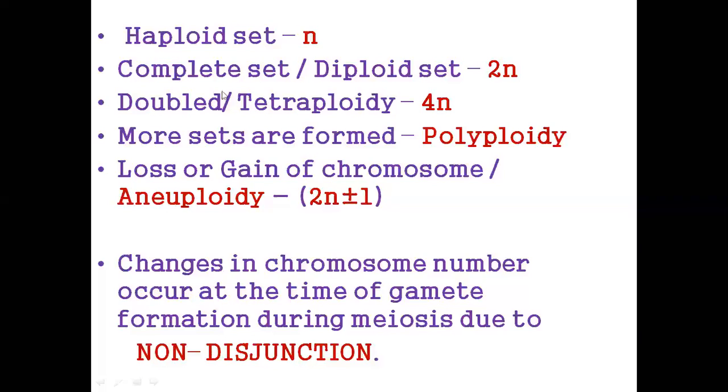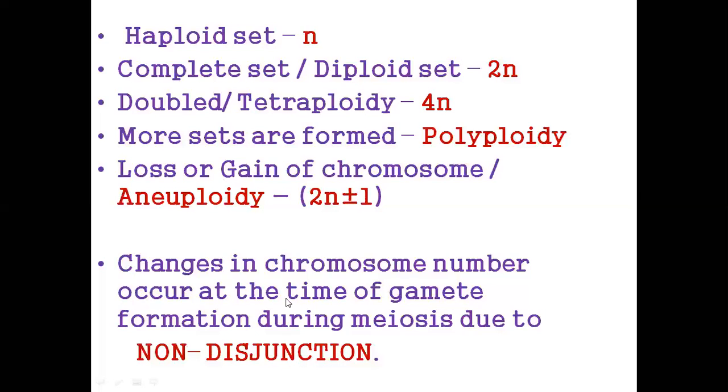Then coming to doubled or tetraploidy, this is where the number of chromosomes, which are otherwise diploid, is exactly doubled, and the total number of chromosomes we find here is 4 times the haploid set. If there are more sets present, it is more than tetraploidy, diploidy, triploidy, and you call it polyploidy. If there is a loss of a chromosome or a gain of a chromosome from the diploid set, that means 2n minus 1 or 2n plus 1, that is called aneuploidy.